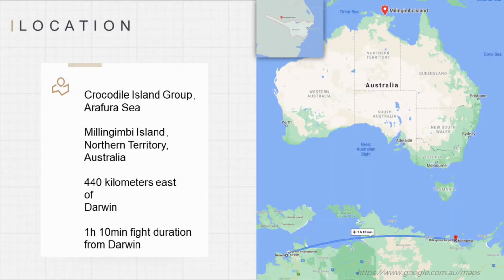Milingimbi community is located on Milingimbi Island, and Milingimbi Island is part of the Crocodile Island group in the Arafura Sea. From the map, we can see it is located in the Northern Territory, about 440 kilometers east of Darwin, with a 1 hour and 10 minute flight.